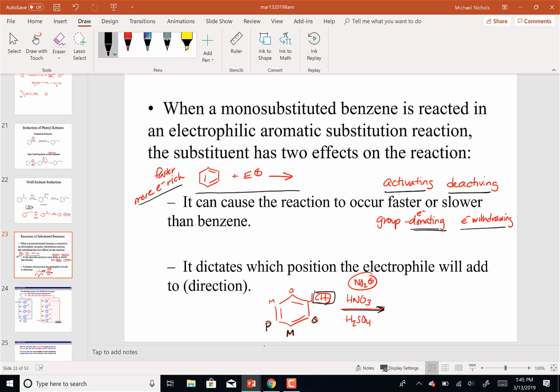So again, what was the point of this? When you put a group on a ring, it affects the ring in two ways. Number one, the ring reacts faster or slower. Number two, that group is now going to be the director. That methyl group as the director is going to tell that NO2 where to go: you go ortho to me, you go meta to me, or you go para to me. But that group does the direction. And hopefully these two things are related somehow. And fortunately they are.